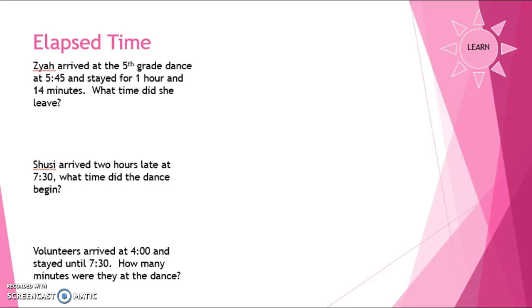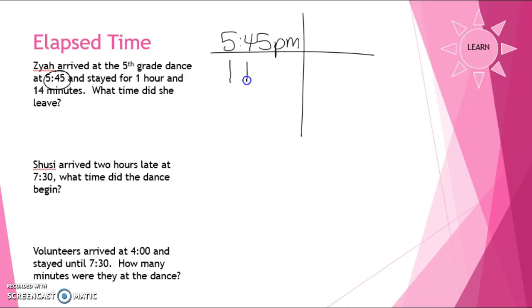Zaya arrived at the 5th grade dance at 5:45. We're assuming that's p.m. because dances do not take place during the morning. No one goes to a dance at 5:45 a.m. So at 5:45 p.m., and she stayed for 1 hour and 14 minutes. So here we're going to say, okay, 1 hour.